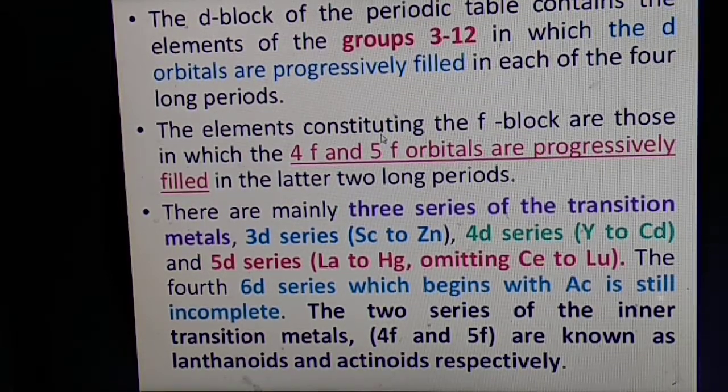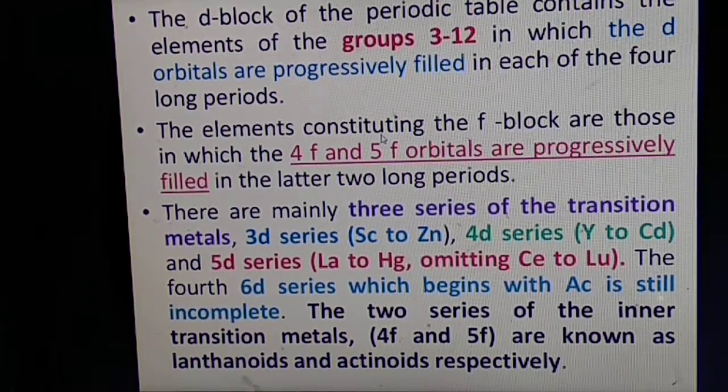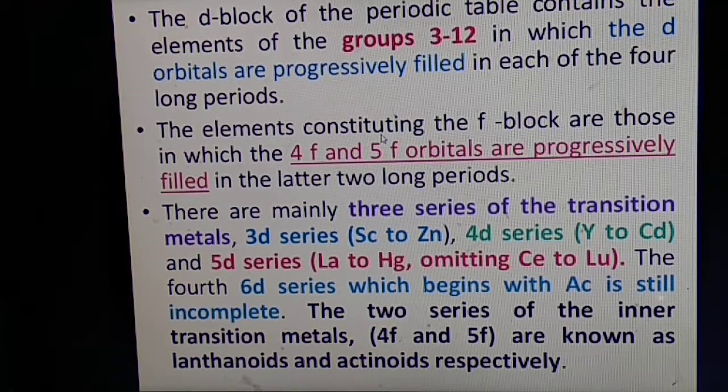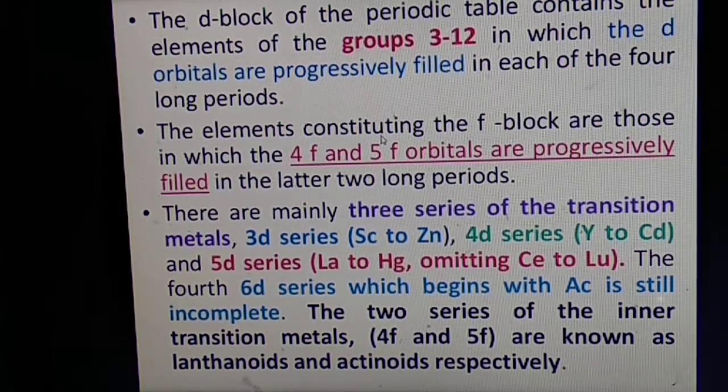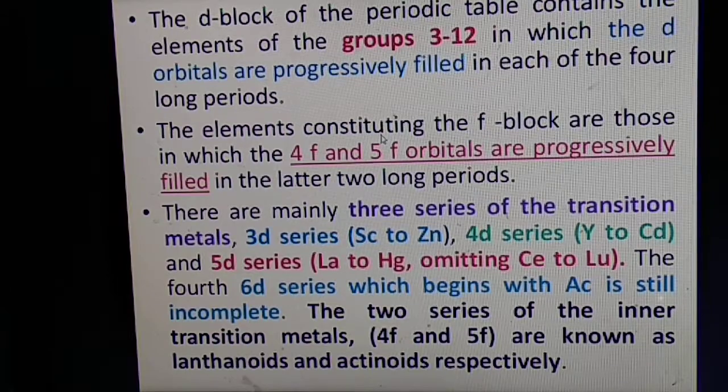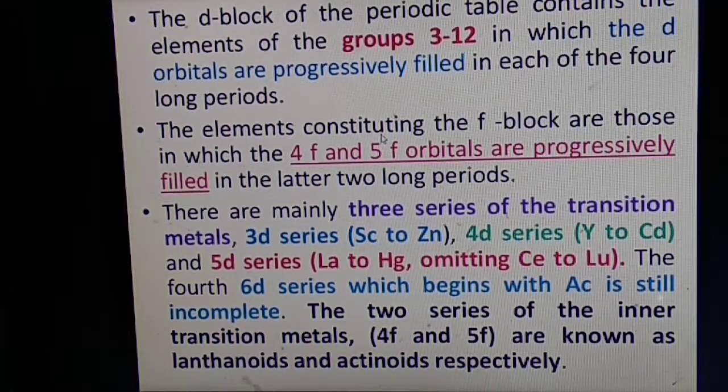There are mainly three series of the transition metals. 3d series, scandium to zinc; 4d series, yttrium to cadmium; 5d series, lanthanum to mercury, omitting cerium to lutetium. The fourth, 6d series, which begins with actinium, is still incomplete. The two series of the inner transition metals, 4f and 5f, are known as lanthanoids and actinoids respectively. The very interesting thing, students: 4f block elements are known as the lanthanoid series and 5f block elements are known as the actinoid series. Very important things.